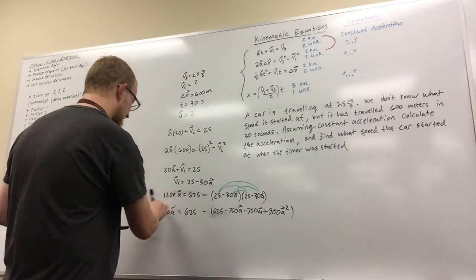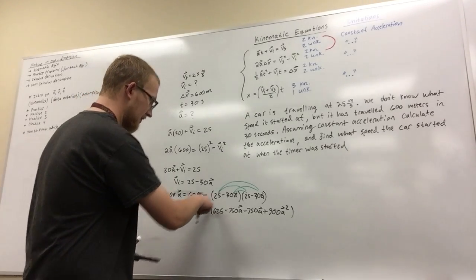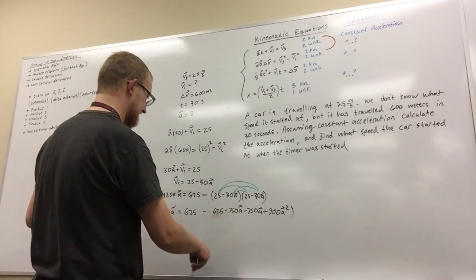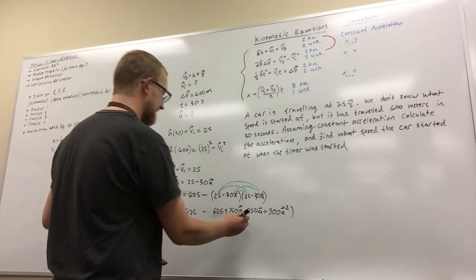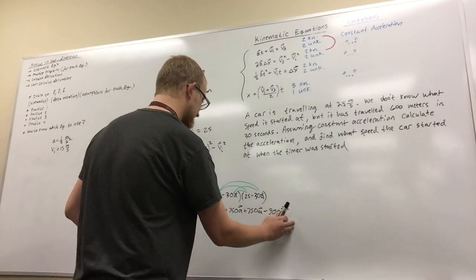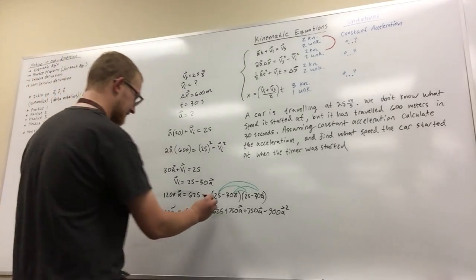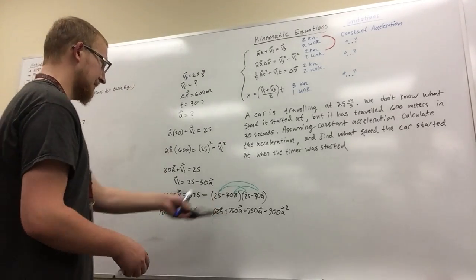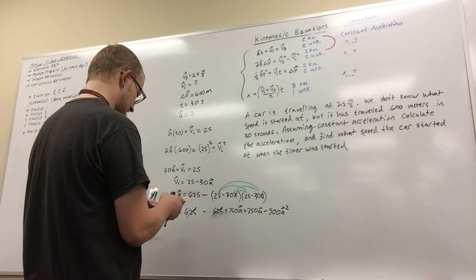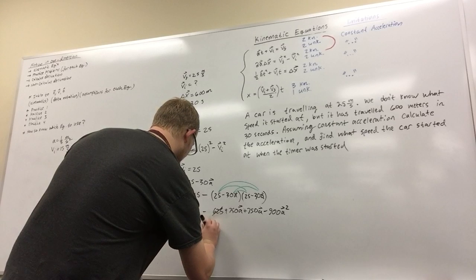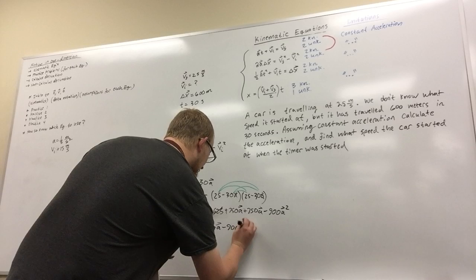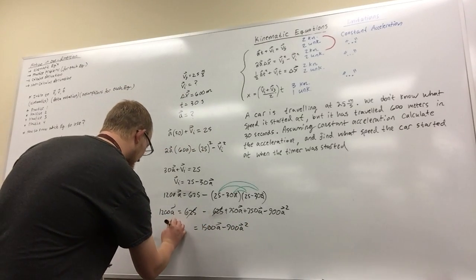Alright, so now the next step is to distribute the minus sign. So minus the 625 is minus 625. A minus times a minus is a positive. Minus times minus is positive. Positive times minus is a negative. So now we've distributed that minus sign. You'll notice the 625s cancel. The 750a's add together to give us 1500a minus 900a squared equals, over here we have 1200a.